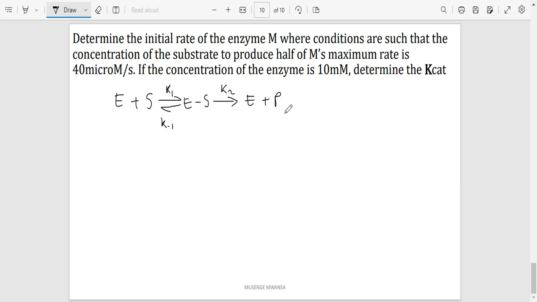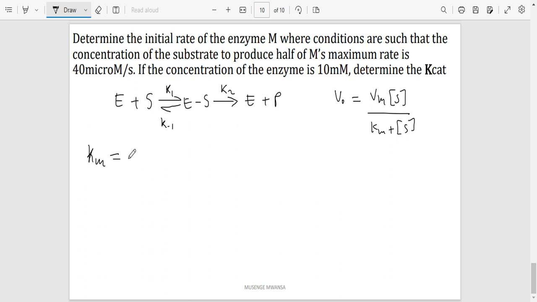Remember we had talked about Vo being equal to Vmax multiplied by the concentration of the substrate divided by Km plus the concentration of the substrate. What does this really mean? So this Vo and the Km have an importance, same with the Vmax. Let me start with the importance of Km. This Km is the concentration of the substrate when the maximum velocity is divided by 2.